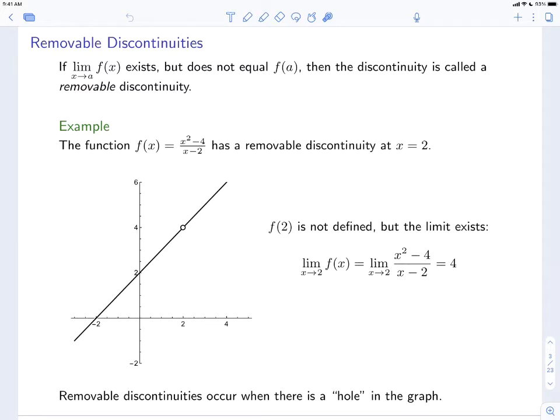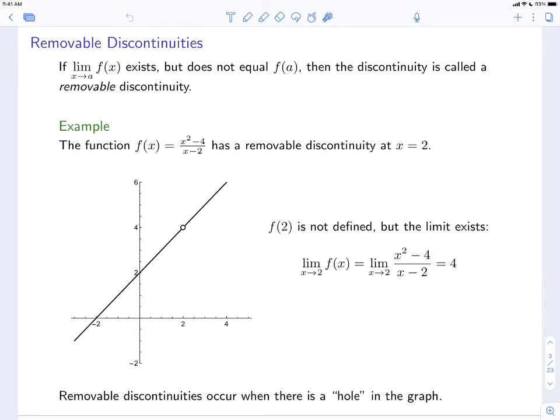For example, consider the function f at x equals x squared minus 4 over x minus 2. This function has a removable discontinuity at x equals 2. In fact, this function has a graph which is almost a line. It's a line except it has a hole in it at x equals 2. That's because we're dividing by x minus 2. Consequently, x equals 2 is not in the domain of the function.